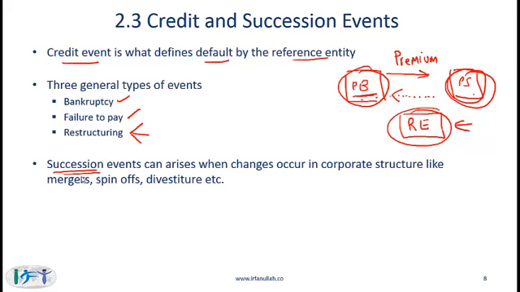Next, we come to the discussion of succession events. Succession events can arise when changes occur in corporate structure like mergers, spin-offs, and divestitures. The point here is that if an event like this occurs, then who is liable to make payments? The answer is that within the ISDA, which we talked about before, there is a committee called the Determinations Committee. And if there is any doubt, then the Determinations Committee figures out who is liable to make the CDS related payments.